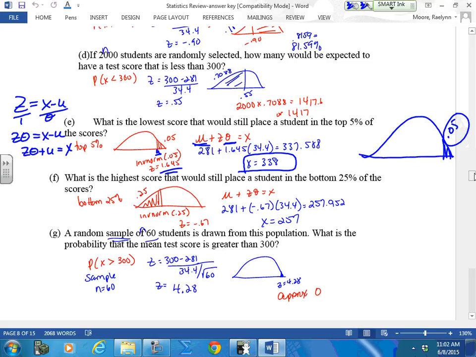What score would be in the lowest 25%? Again, you're going to use the x value, the lowest 25%, find your z-score, plug it in, and you'll find your x value.